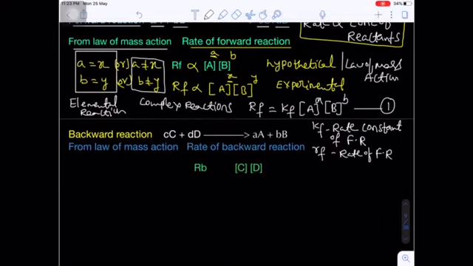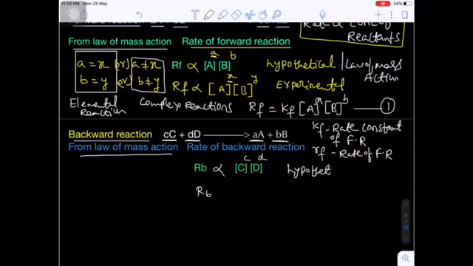Okay, now come to the reverse reaction, the backward reaction, where small c moles of capital C and small d moles of capital D recombine to give small a moles of capital A and small b moles of capital B. Again from the law of mass action, what happens? The rate of backward reaction is directly proportional to the product of the concentration of the active masses of the corresponding species, that is C and D, with small c and small d as powers, I am writing here. Okay, now this is hypothetical.